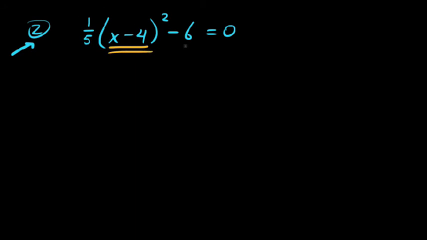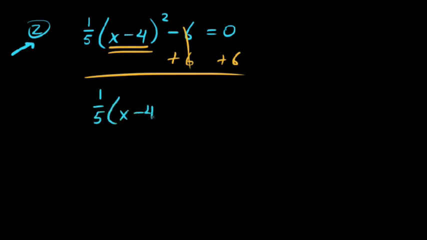That means our minus 6 has to go and our times 1/5 has to go. So we're going to add 6 to both sides. We'll kick the 6 over to the right, and we have this left over. We'll switch back to blue here. 1/5 quantity x minus 4 quantity squared is equal to 6.